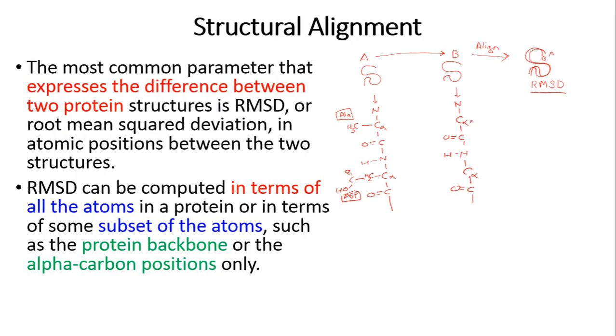Say, for example, let us say we have valine at the first position here, and we have aspartate at the second position.